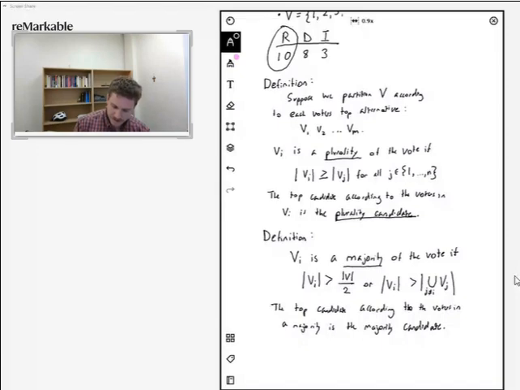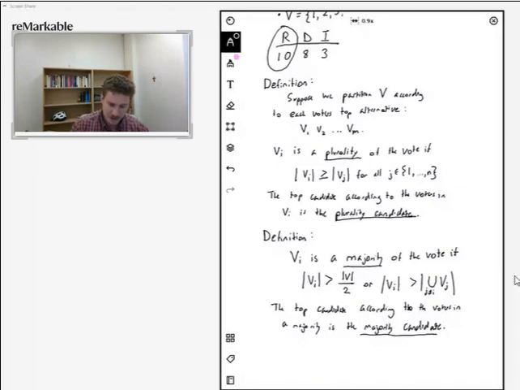So note here that in our example of the Republican versus Democrat versus Independent, while the Republican was the plurality candidate, because 10 is bigger than 8, it's also bigger than 3, the Republican is not the majority candidate, because the overall size of the set of voters is 21, and 10 is not greater than half of 21. Half of 21 would be 10 and a half. 10 is not greater than 10 and a half. So in this case, the Republican is not the majority winner, even though they would be the plurality vote winner.